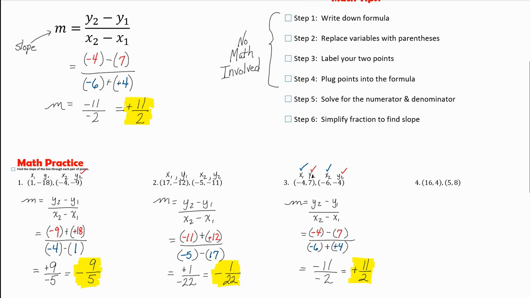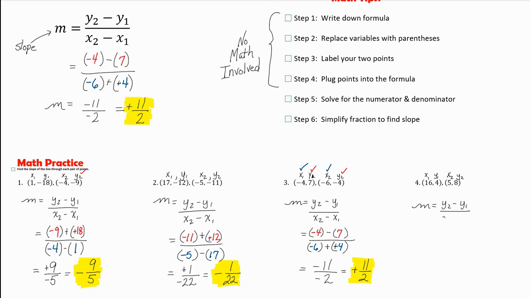Now let's go ahead and solve problem number 4. We have x sub 1, y sub 1, x sub 2, y sub 2. I went ahead and jumped to kind of mix the steps around. That's okay. If that's easier for you to understand the procedure, then that is perfectly okay.